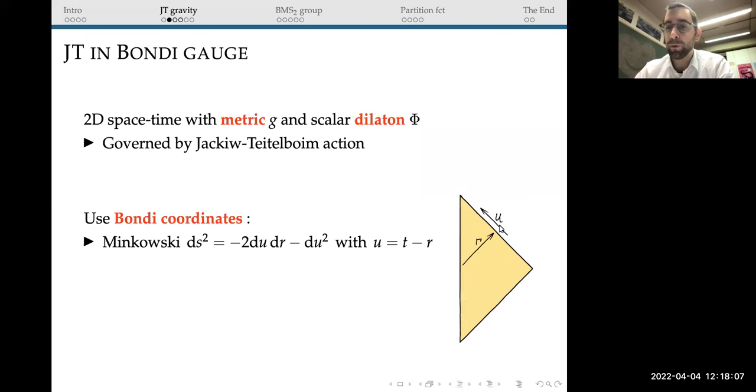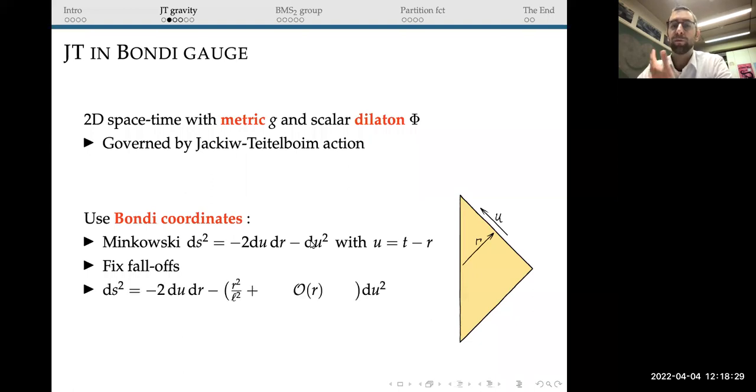And this retarded time coordinate in Minkowski space, you can think of it as a coordinate on future null infinity. But in fact, I'm going to start by dealing both with AdS and Minkowski space. And in AdS, this retarded time would actually be timelike because of this minus du squared term here in the metric.